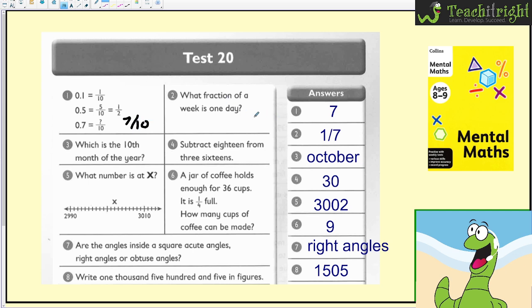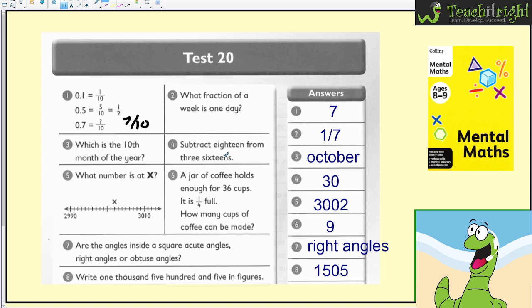What fraction of a week is 1 day? Well, it is 1 out of 7, so 1/7. Which is the 10th month of the year? Really important, you know your months of the year, and also actually the days within the months of the year. But in this case, the 10th month is October.